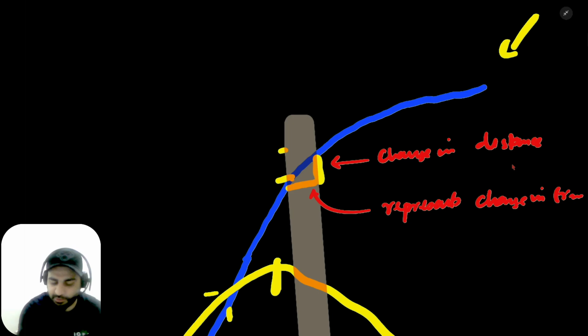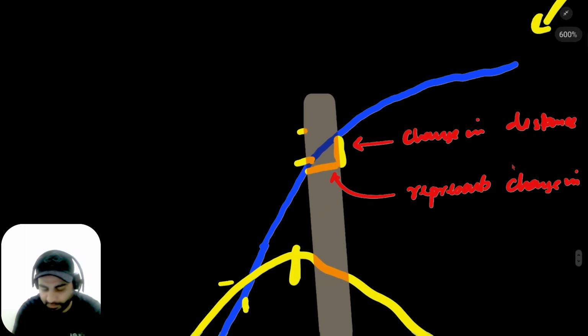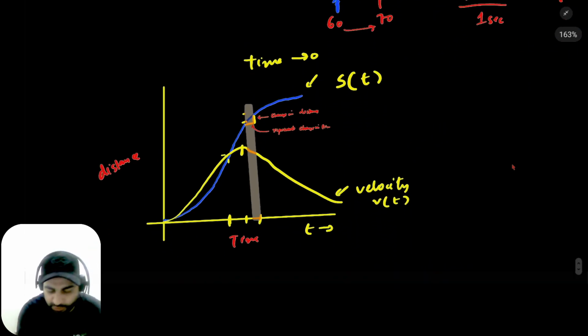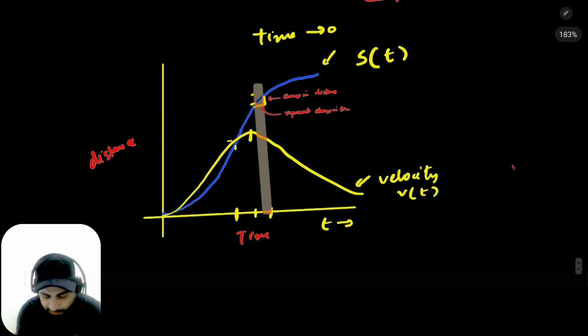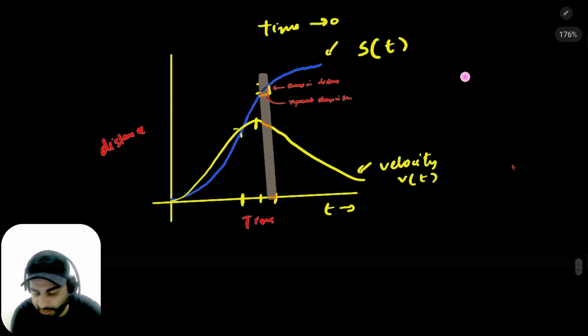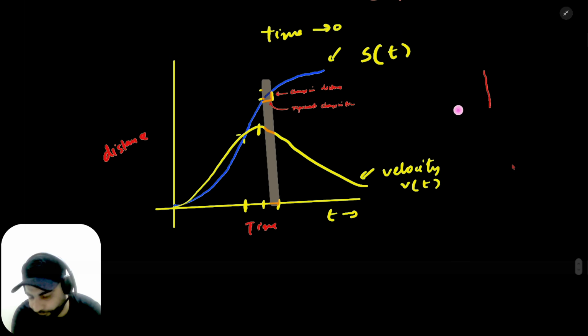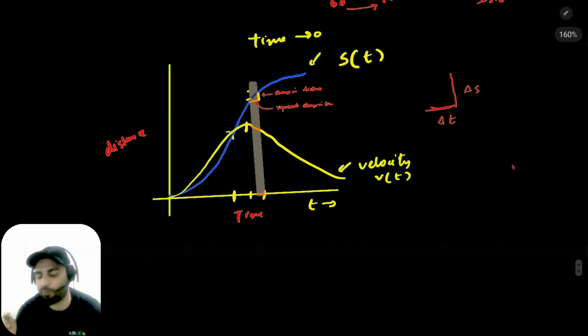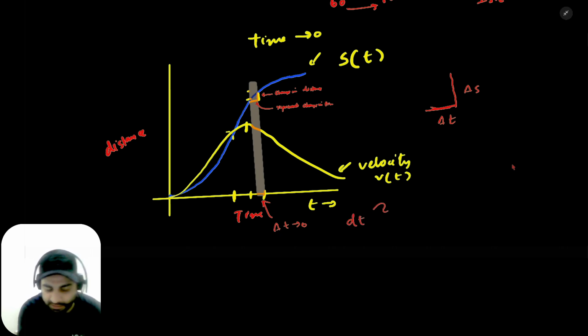If I zoom it further to show you very clearly, it's making a triangle. Here you have some triangle like this. So this is the change in time, delta t, and this is the change in distance, delta s. That's what we observed. The more this delta t tends to 0, we'll call it dt. Dt represents change in time, tending to 0.